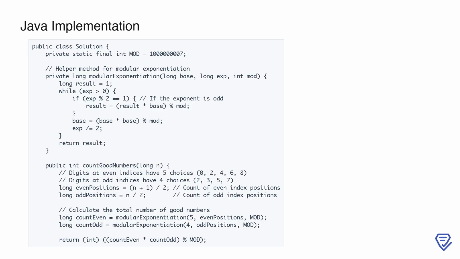Now, in the count good numbers method, we calculate the number of positions for even and odd indices. Since digits at even indices can take 5 possible values 0, 2, 4, 6, 8, we calculate the number of even positions as (n+1)/2. Similarly, digits at odd indices have 4 possible values 2, 3, 5, 7, so the number of odd positions is determined as n/2. With these counts, we proceed to compute the total number of valid combinations for even and odd positions.